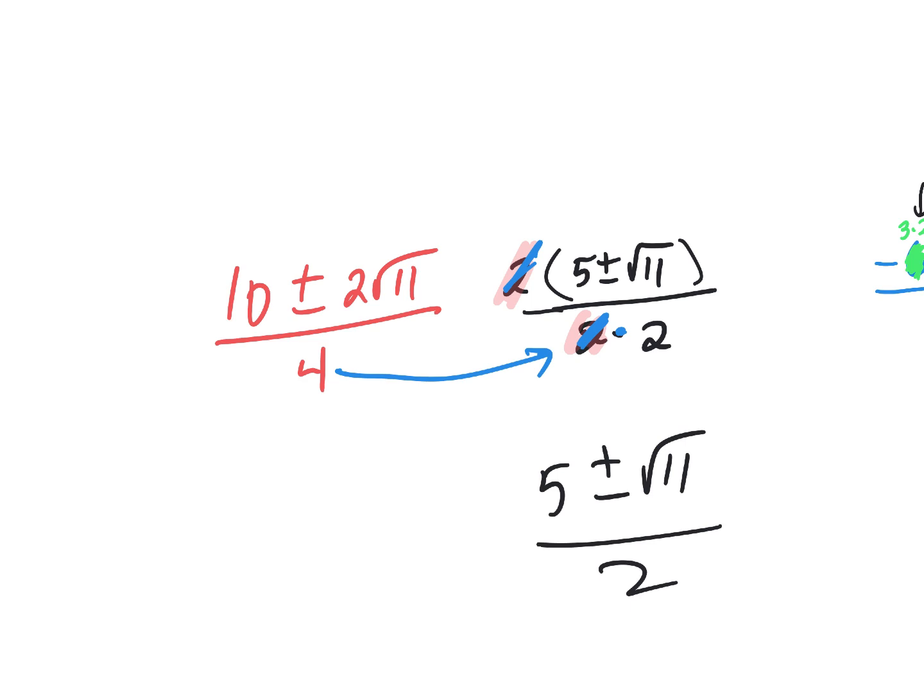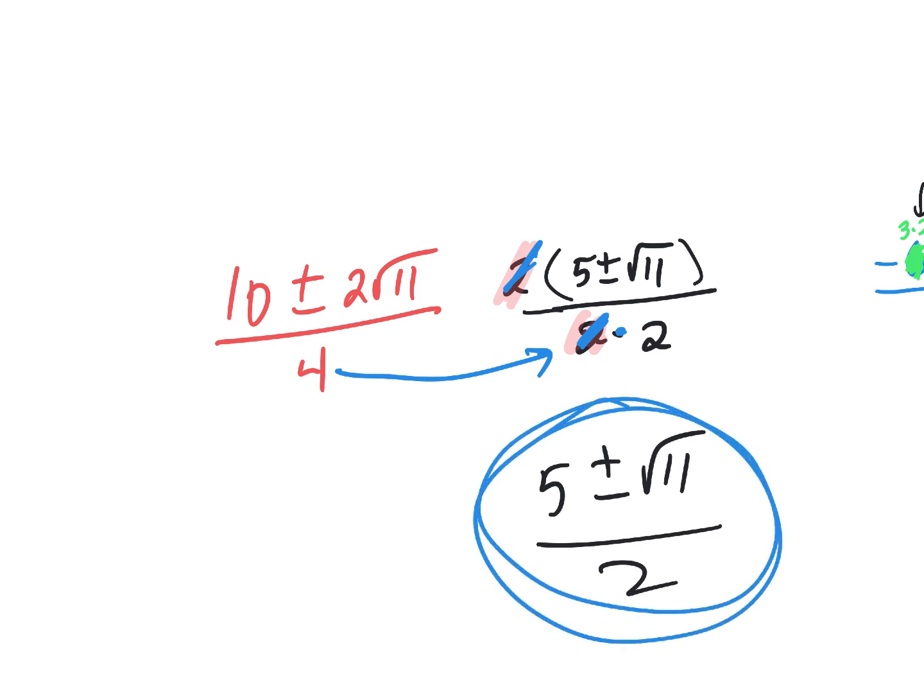5 plus and minus the square root of 11 over 2 doesn't seem like an answer. It's not a normal answer. You're not used to that kind of answer. But that's called simplest radical form, because the square root's called a radical, and we made it simpler. So it's simplest radical form.